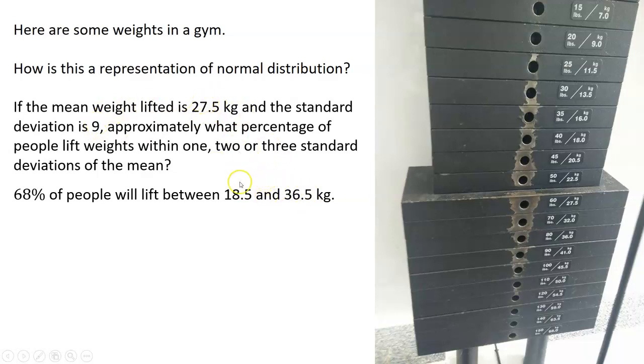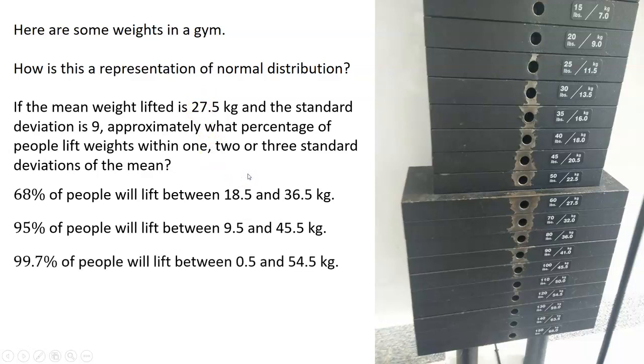So I've taken my mean and I've subtracted 9, which is the standard deviation, and added the standard deviation to it. I can also say that 95% of people will lift between 9.5 and 45.5 kilograms. I've got 2 times the standard deviation, which is 18, and I've added and subtracted that from the mean. And also I can say that 99.7% of people will lift between 0.5 and 54.5 kilograms.